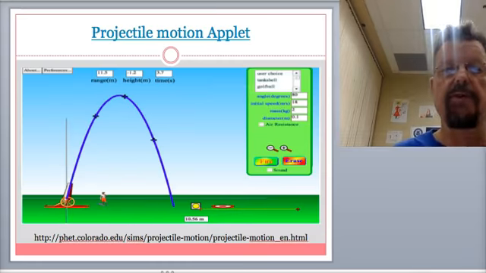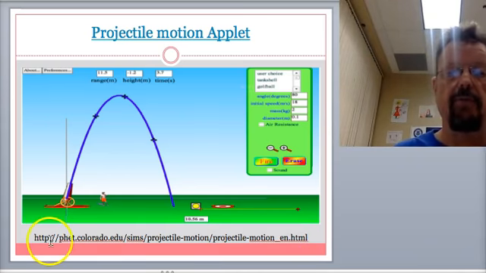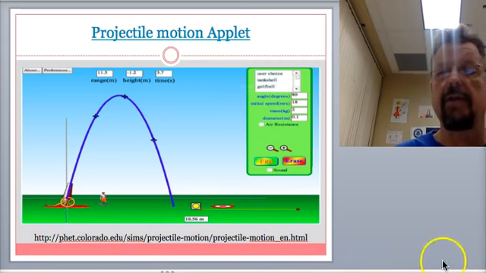There's a projectile motion applet that you can use. This is the web page that you would type in order to play this game.